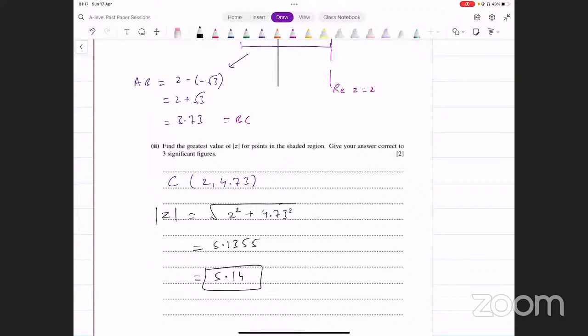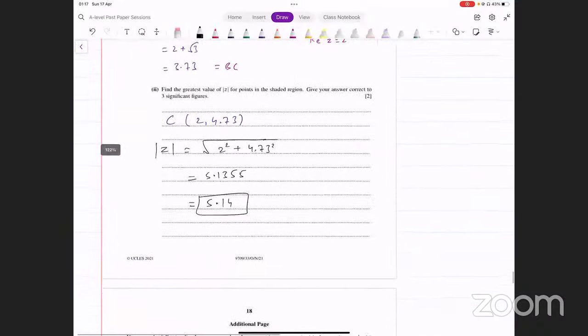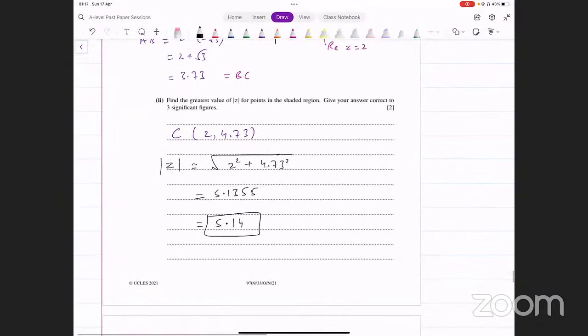Okay, so that was this last part. And that completes this paper in terms of the difficult questions that we had to attempt from this paper. And that's it. We end the session here. Thank you very much for joining. I will see you again in the next session. I hope this was helpful. It has been a long session.